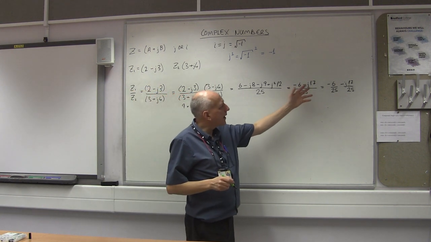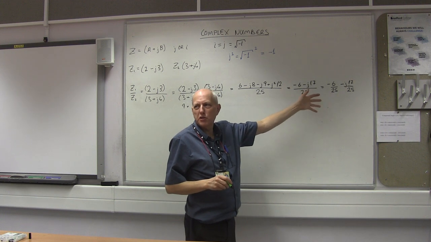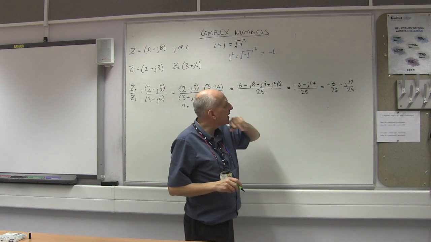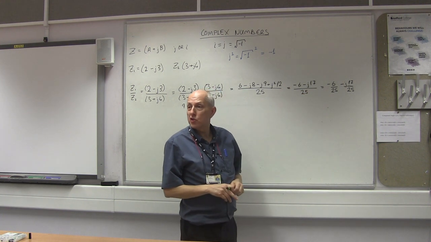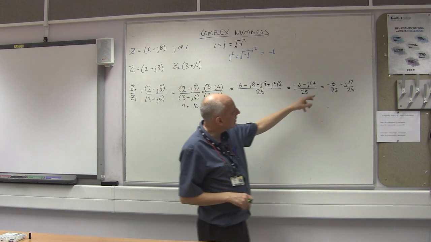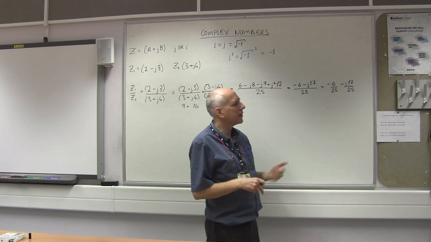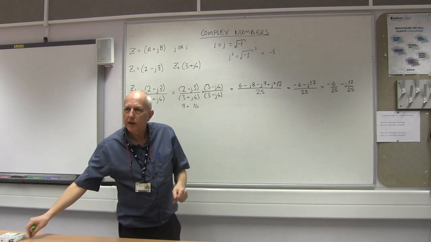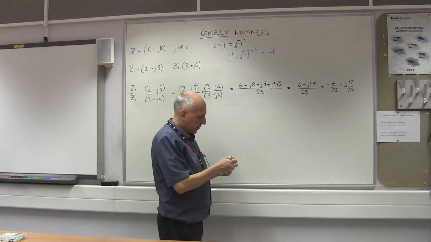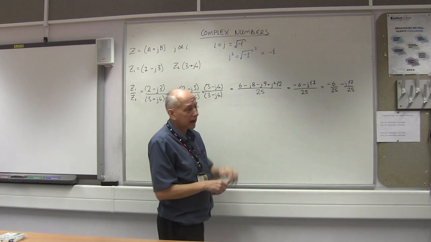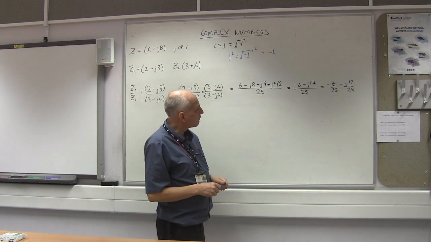Obviously, you can divide them and make them into decimal numbers. Personally, I prefer them as fractions because they're precise values. If I start dividing these through, I'm going to get decimal points and rounding errors. So the most precise answer is to leave it like that. Okay, thank you.